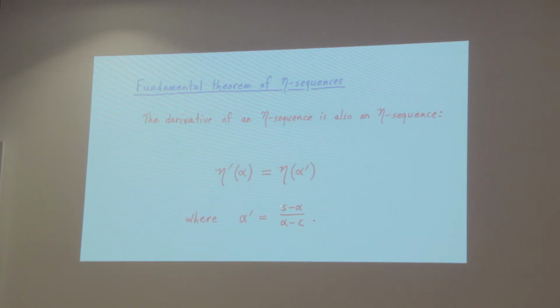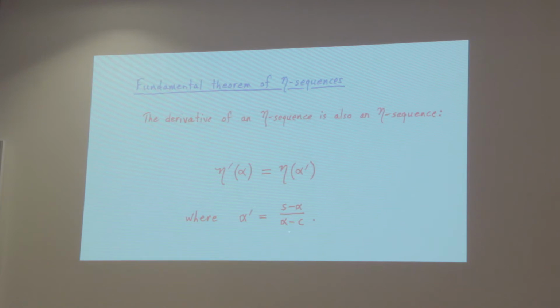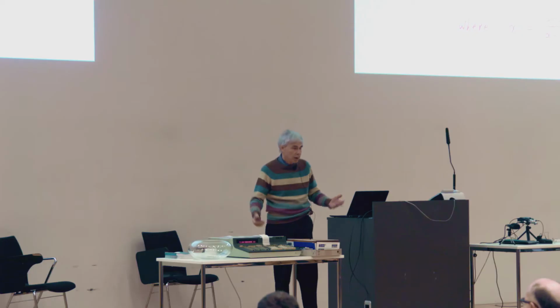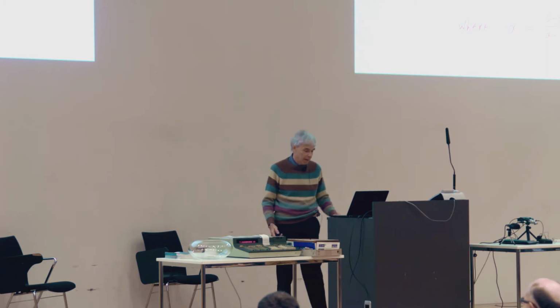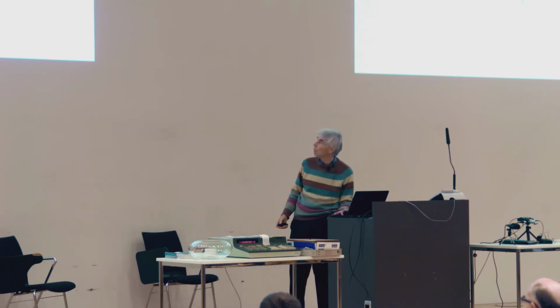S is sep and C is count. And so in the case of the square root of 2, this would be 2 minus the square root of 2 over the square root of 2 minus 1. And if you calculate that number, it turns out to be the square root of 2 itself. So it gives itself back. And that's what happens.